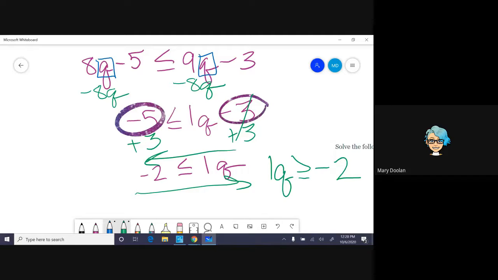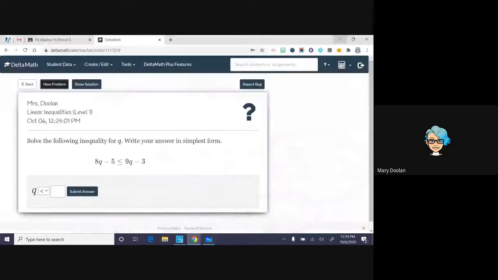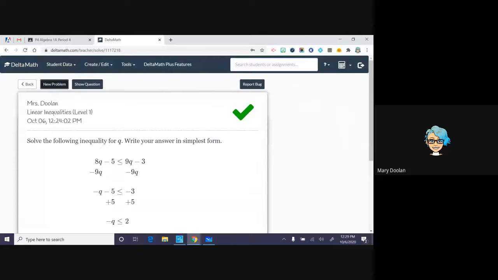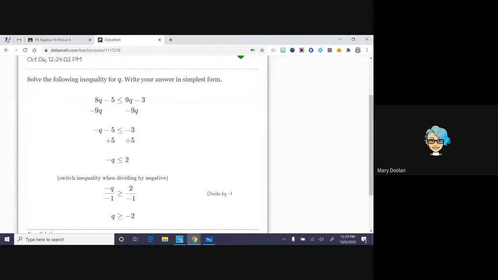Another way to think of it is you are going to do inverse operations and move stuff around. There are different ways to do it, but we're going to go with q is greater than or equal to negative 2. So this is what I'm going to add to my answer. Okay. And there's the steps.